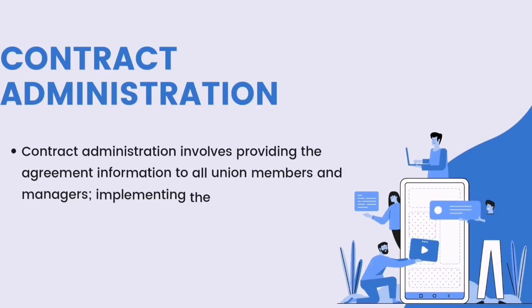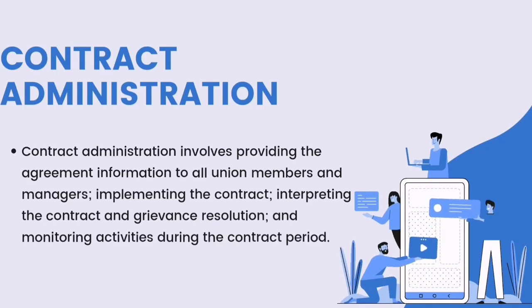Contract administration involves providing the agreement information to all union members and managers, implementing the contract, interpreting the contract, and grievance resolution and monitoring activities during the contract period.